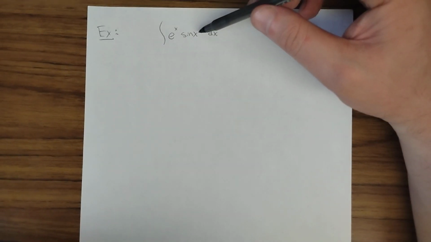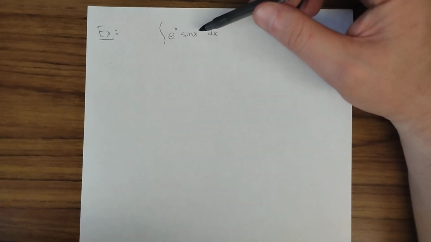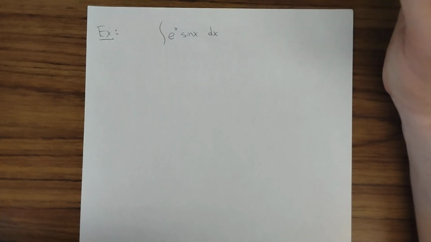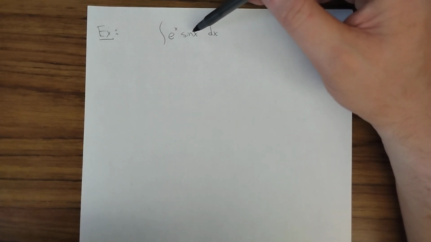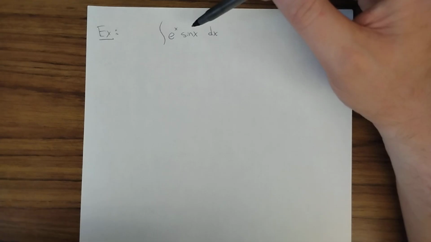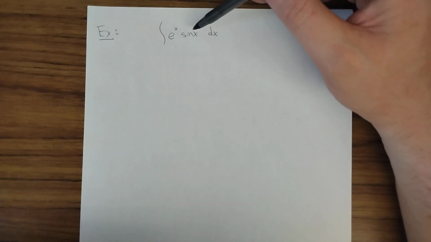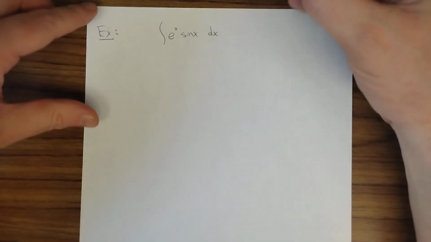E to the x sine x. So let me walk you through this one. We are going to do integration by parts twice to this. And since we're going to do it twice, let's use the tabular method.